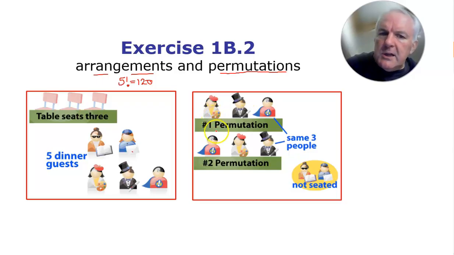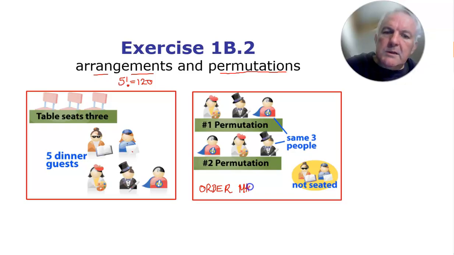But interestingly, if I sit them in that order, that is different. This is a different permutation to having Superman, then the artist, then the magician. Although they're the same 3 people, and I've ignored the other 2 people, both exactly the same, the order matters. So I'm just going to write here, the order matters on these permutations.